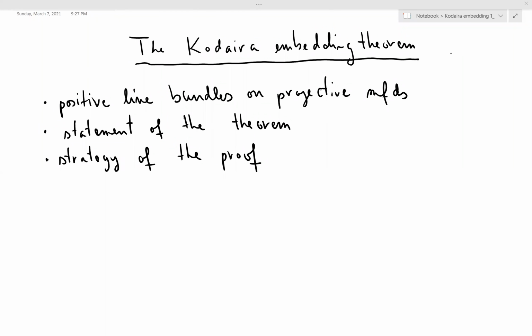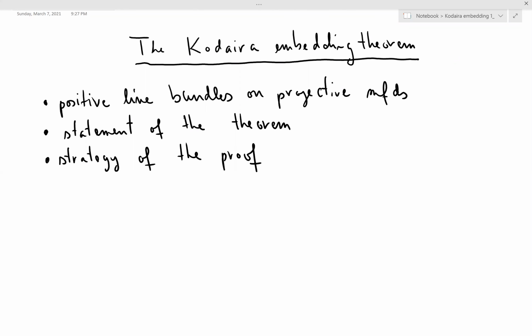In this lecture, I'll talk about the Kodaira embedding theorem. So in the first part of the video, I'll talk about what's special about positive line bundles on projective manifolds. We'll see the fact that they exist. I'll state the Kodaira embedding theorem, and then I'll say a few words to finish up about the strategy of the proof, maybe expand on it in a further video.